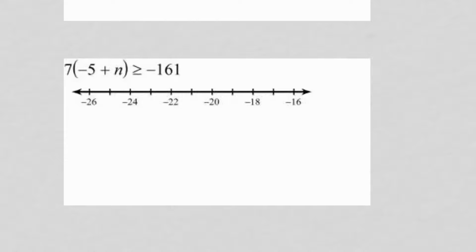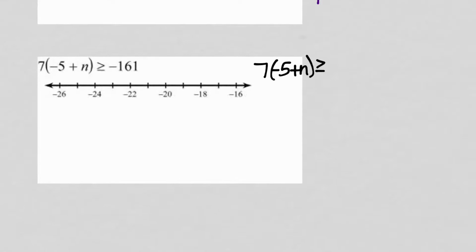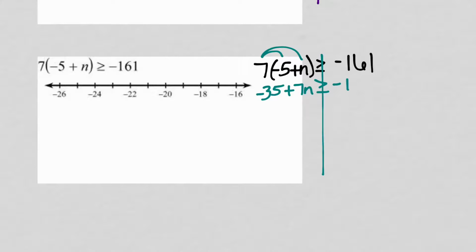Again, we step it up to the next difficulty. 7 times negative 5 plus n is greater than or equal to negative 161. I drop my line at my inequality. I start with distributive property. We know how to do that. 7 times negative 5 is negative 35. 7 times n is 7n. My sign remains, and my negative 161 remains.